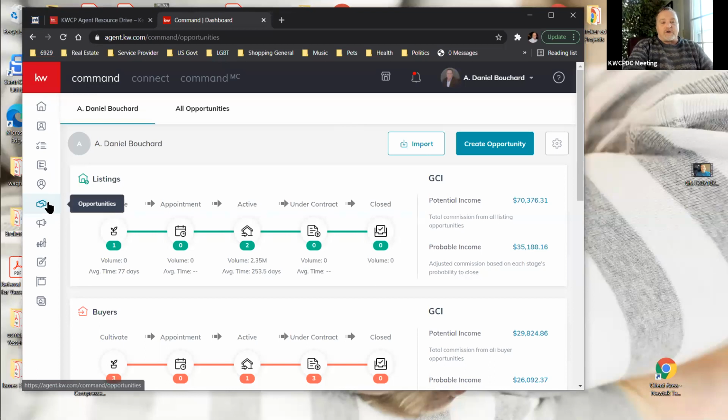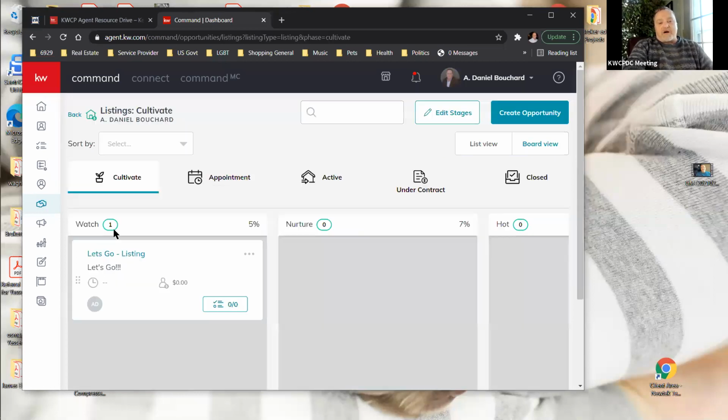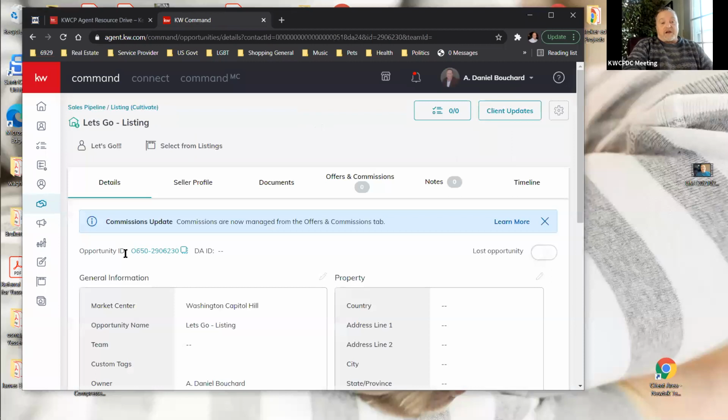And what we're going to do is go down to our opportunities. Because today's class is on a listing, we're going to tap our opportunity. This is an opportunity that I have already created. I could have created it from this button here. Usually you would put either the property address or the client's name here. In this case, I've called this Let's Go listing. So here we are in the opportunity.